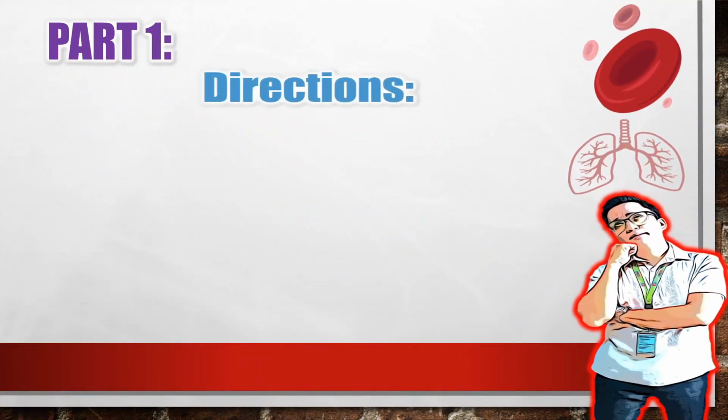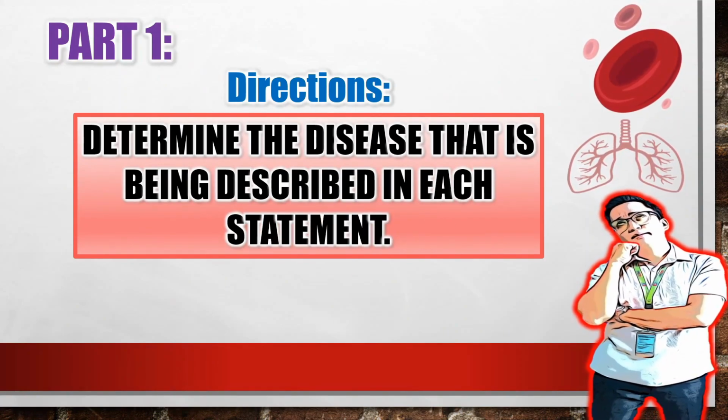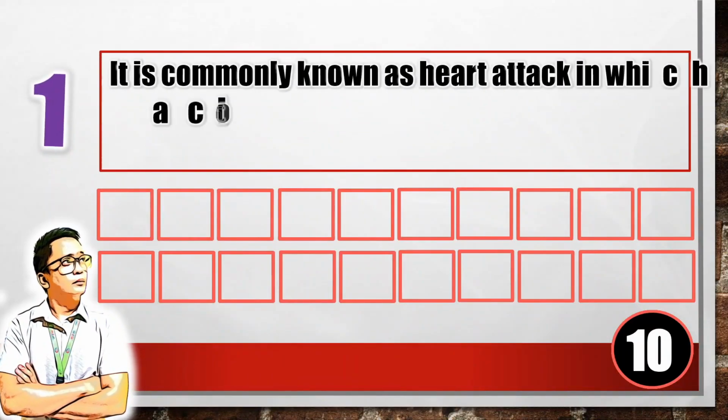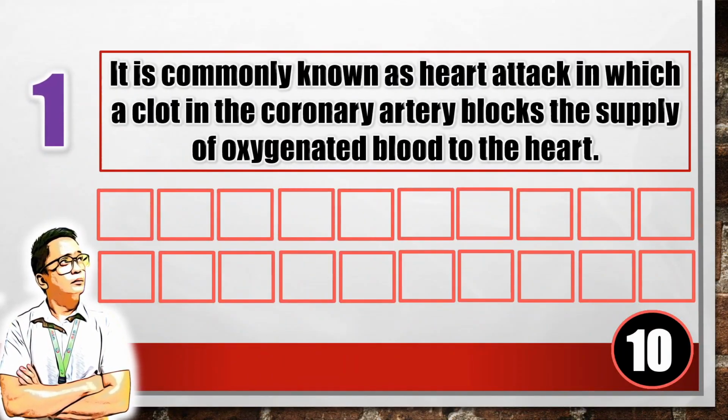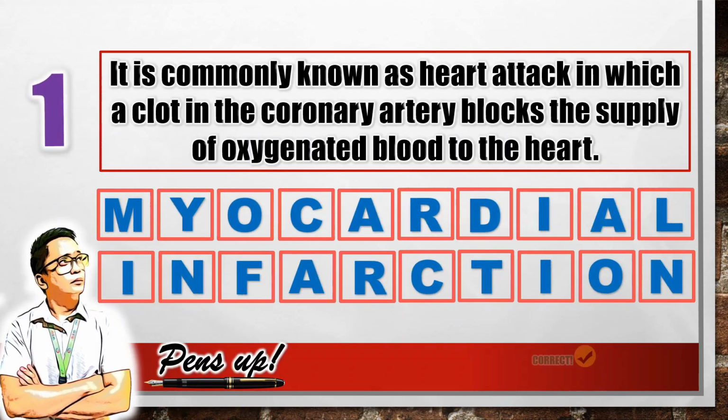Part 1. Directions. Determine the disease that is being described in each statement. You have 10 seconds to answer. Number 1. It is commonly known as heart attack, in which a clot in the coronary artery blocks the supply of oxygenated blood to the heart. Your timer starts now. Hands up. The correct answer is myocardial infarction.